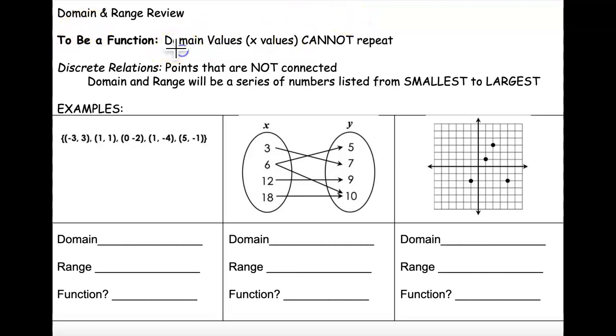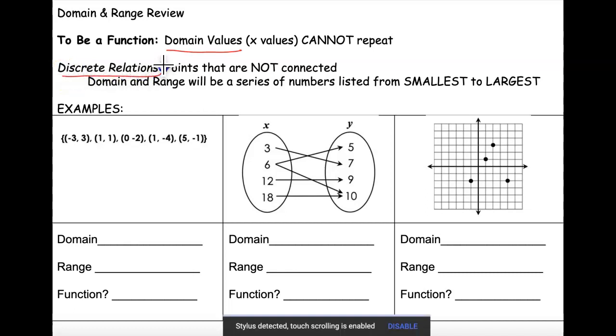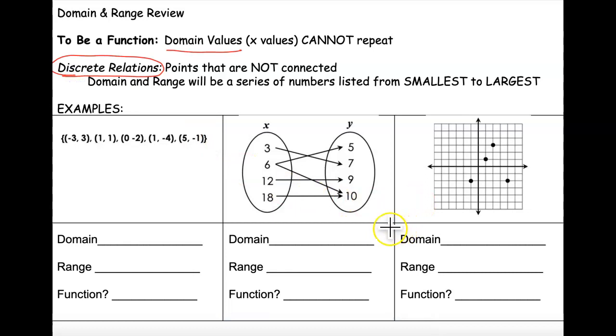Domain are our x values. And so to be a function, the x values cannot repeat. The y values can, x cannot. When we have a discrete relationship, like these first three examples, that is when we just have a few points and those points are not connected. So when we list the domain and the range, all we do is we list those numbers from smallest to largest.